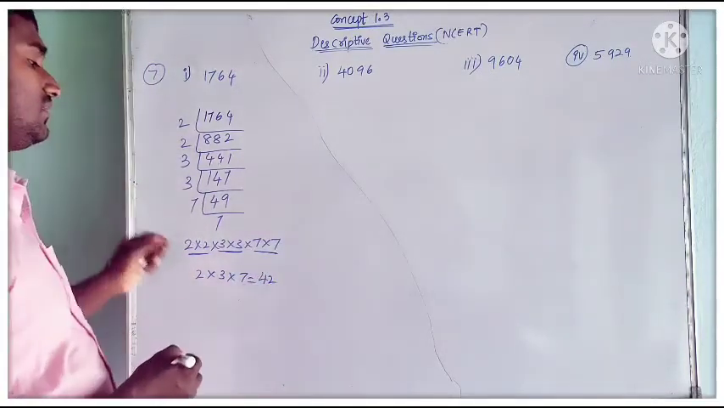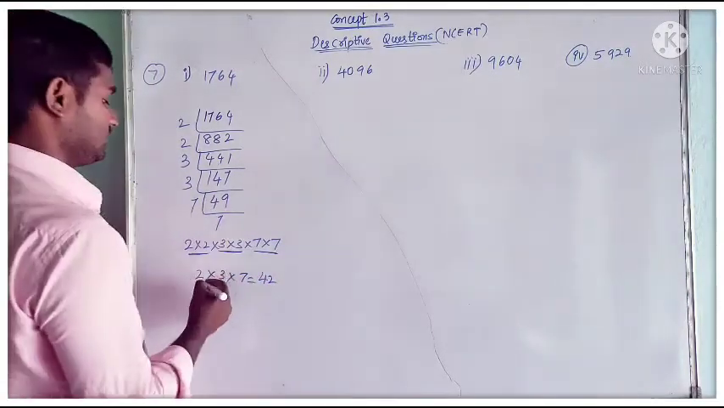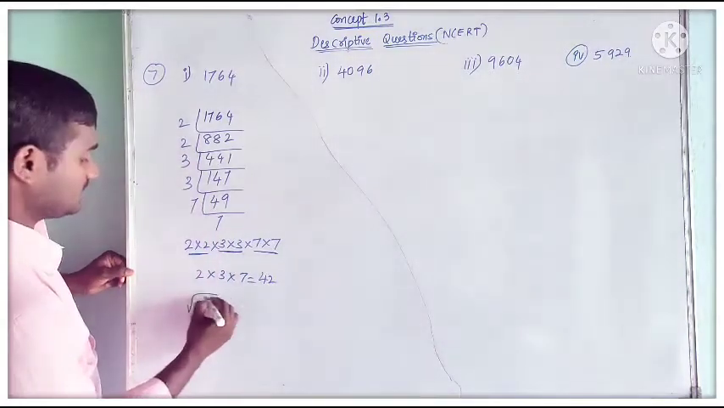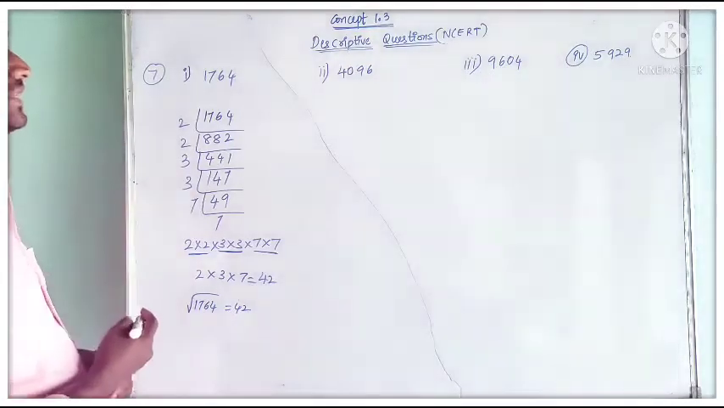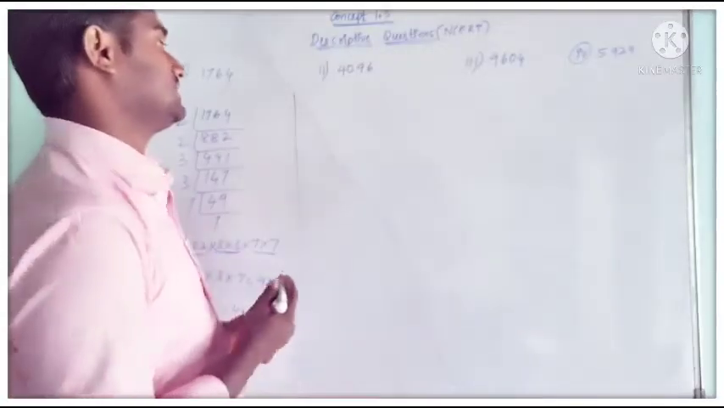Therefore, the square root of 1764 equals 42. Okay, similarly, let us see the second question.